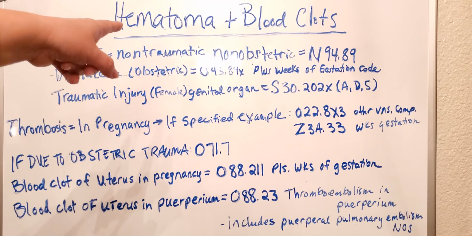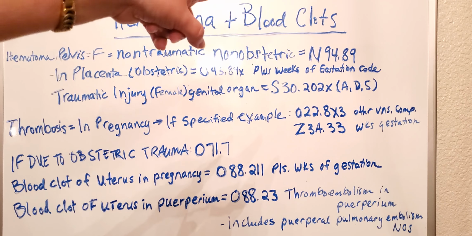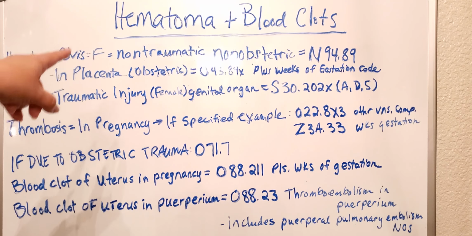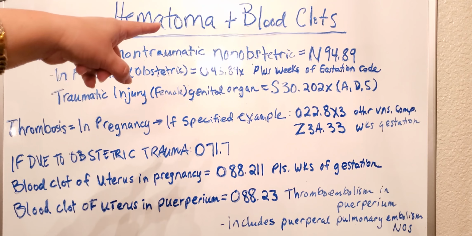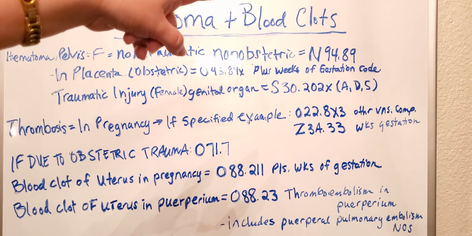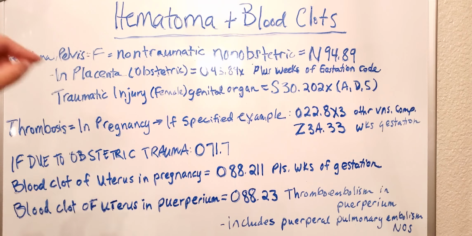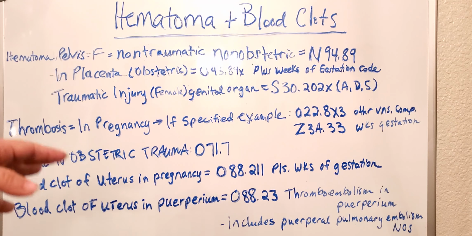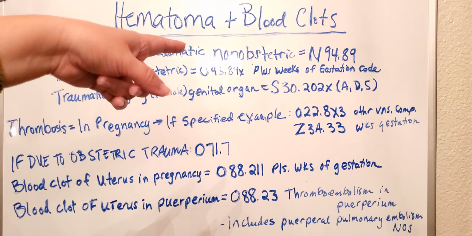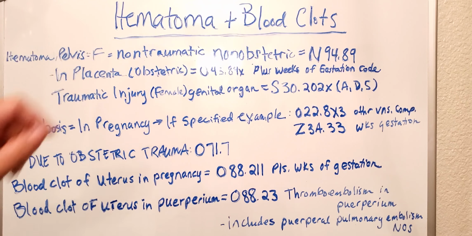Like this non-traumatic, non-obstetric is that N code. And then for the obstetric code, you're going to have a code like that plus the weeks of gestation. If it's a traumatic injury not having anything to do with pregnancy, say, for instance, a woman fell off a bike or onto a bike and had a traumatic injury of an external genital organ, then you're looking at something like that S code right there.